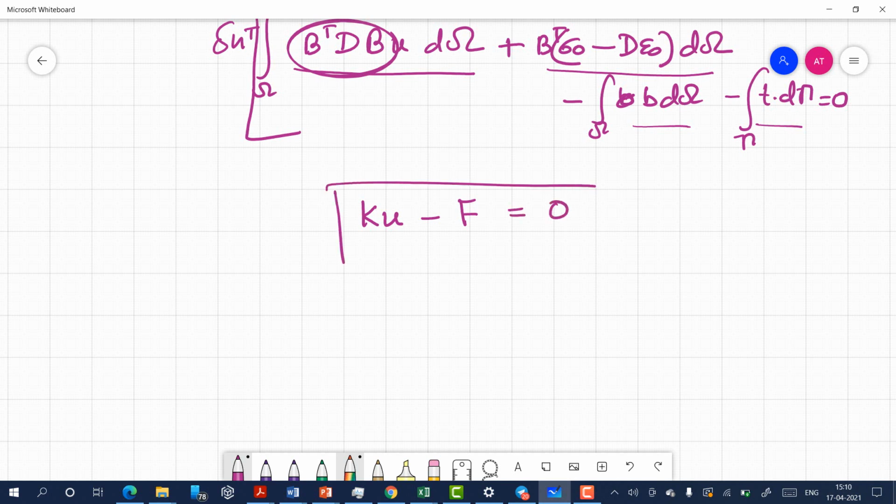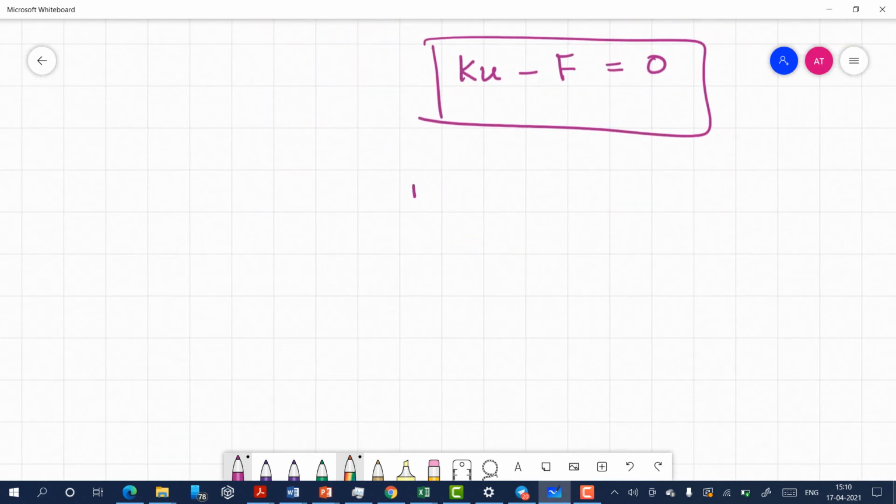So you see, again we are coming back to the governing equation of finite element analysis, which is F is equal to KU, and here K, which is the stiffness matrix, is simply the integration over the volume of B transpose D matrix into B d omega. Okay, so this is my K matrix, and how am I going to calculate this one?